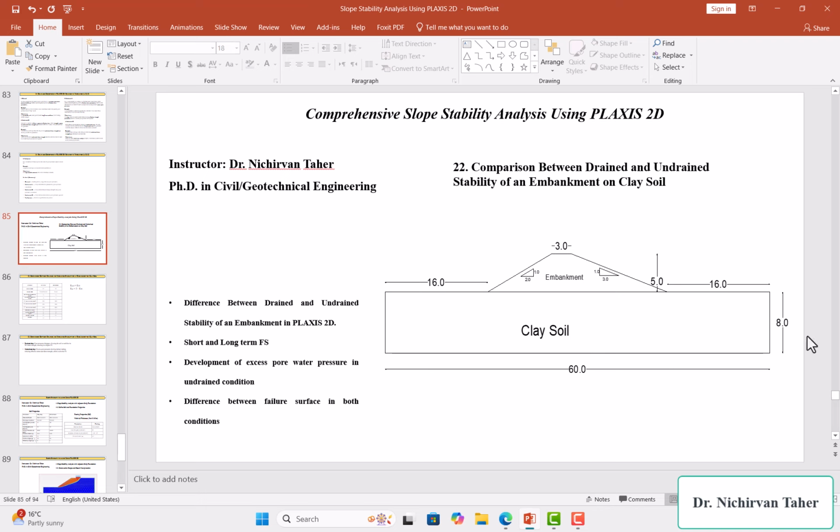We have an 8 meter depth clay soil layer, and also we have this embankment. On the left side, the slope of the embankment is 2 horizontal, 1 vertical, and on the right side we have 3 horizontal, 1 vertical, and at the top we have 3 meters. Also, the height of the embankment is 5 meters.